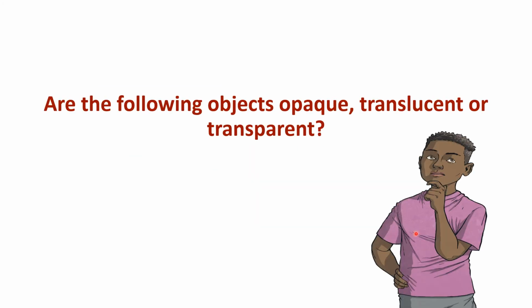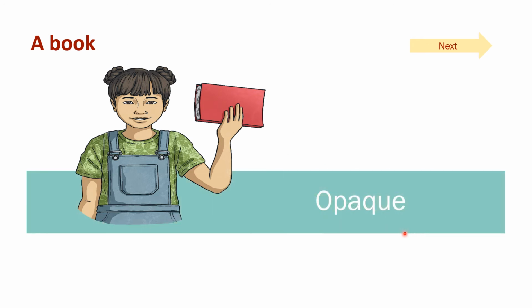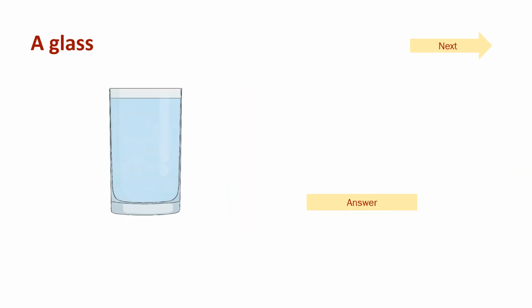Okay. Now let's do an activity. Are the following objects opaque, translucent, or transparent? A book. What do you think? When light is passing through the book, will you be able to see the light? Let's check the answer. It is opaque. It means it does not allow the light to pass through the object. It does not allow the light to pass through the book.